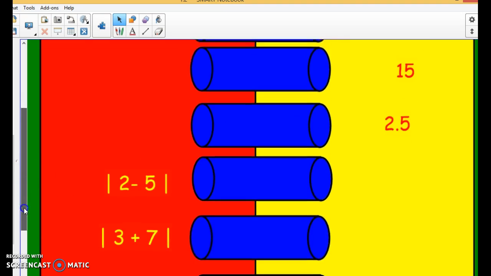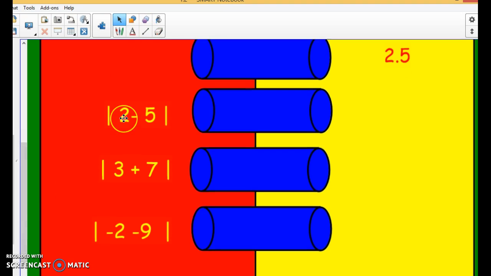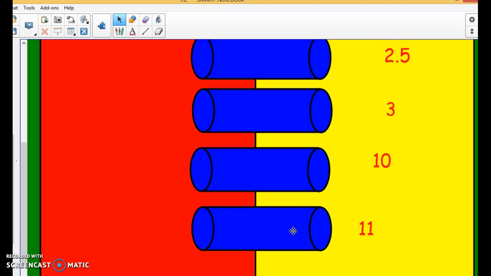Something like this where it gives you a math problem inside the absolute value, you're just going to solve the math problem. So 2 minus 5 is negative 3. But then you're going to take the absolute value of negative 3 and get positive 3. 3 plus 7 is 10. Absolute value of 10 is still 10. Negative 2 minus 9 is negative 11. The absolute value of negative 11 is positive 11.